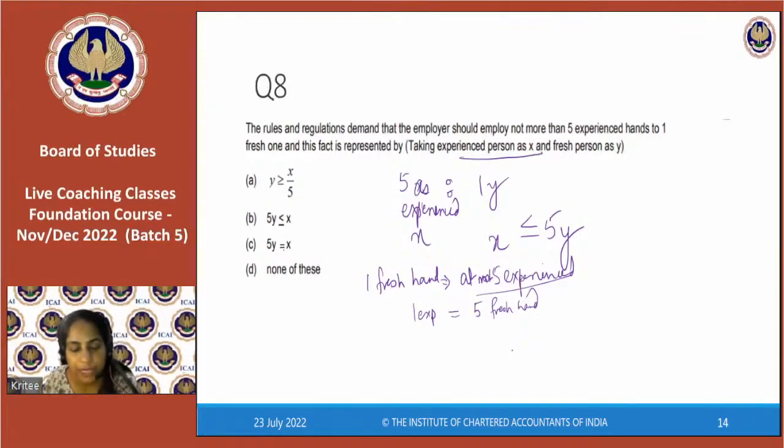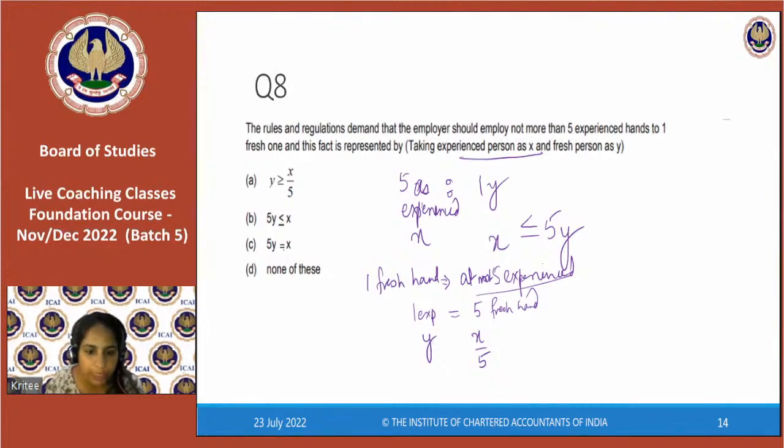So if I have to convert it into equality, with a fresh hand, if there are 5 experienced hands, then if I have to equate it, that means one fresh hand is equivalent to 5 experienced hands. Okay. And now converted into inequality, for every fresh hand, the number of experienced hands is 5 times.